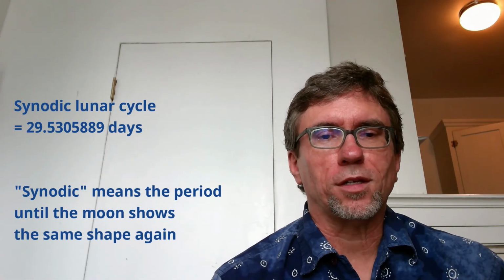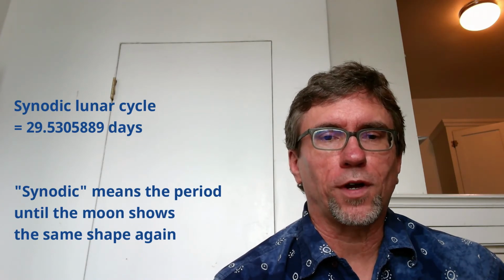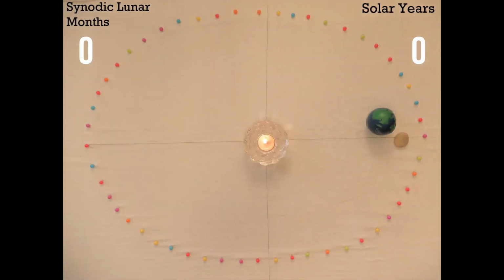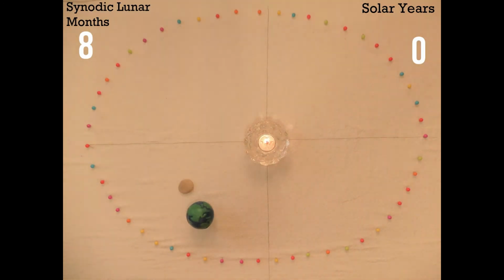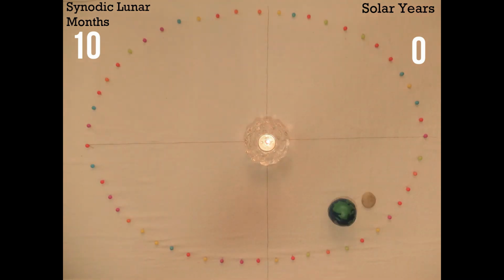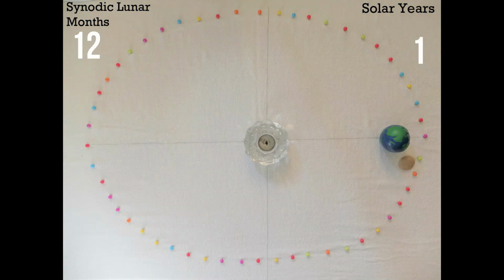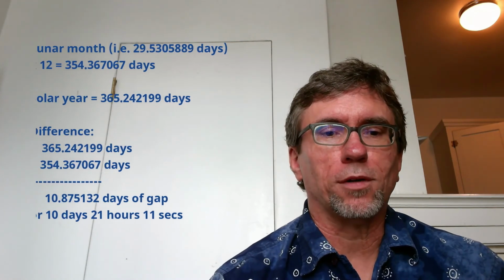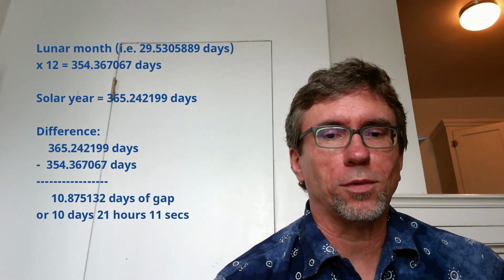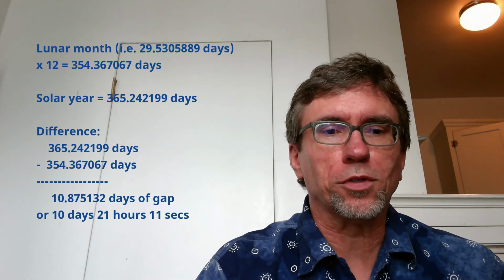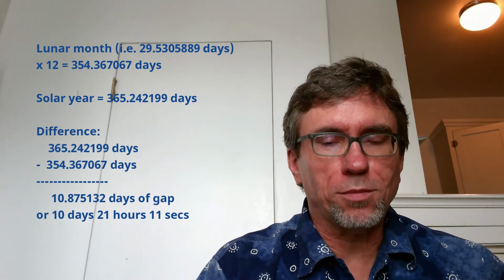So the lunar month, as I said, is 29.5305889 days. By the length of the lunar month and the length of the solar year, it's determined that the Moon goes round the Earth 12 times in the course of one time of the Earth going around the Sun. So there are 12 months in a year. But it doesn't go around exactly 12 times. If you multiply the length of the lunar month by 12, you come up with a number of 354.36707 days in 12 lunar months. That's how long it takes for the Moon to go around the Earth and show its same shape 12 times.